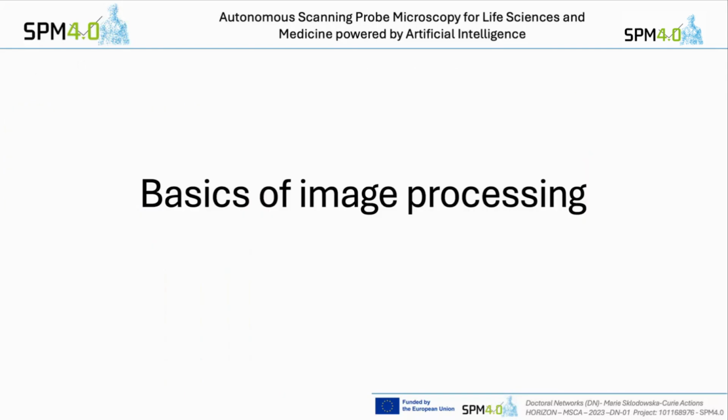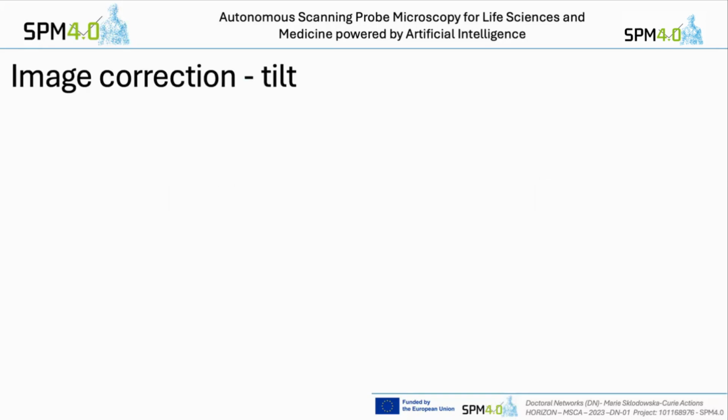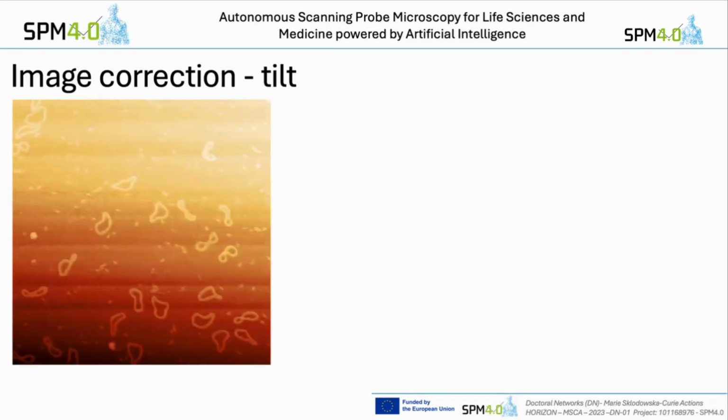So just to go through the very basics of an image processing pipeline with an AFM image. This is the raw AFM image. This is absolutely straight out of the AFM without any post-processing at all. This is what your image will look like. This is a topography, a height image.